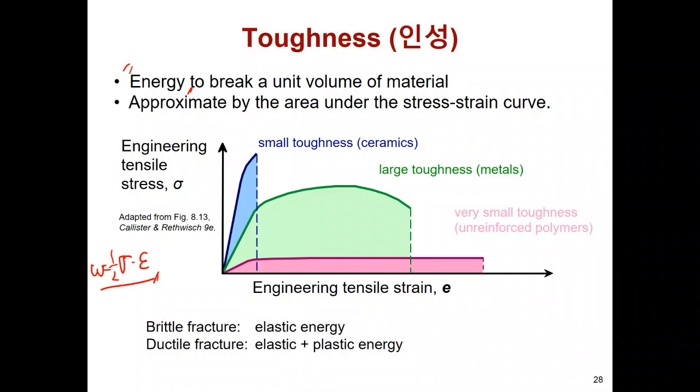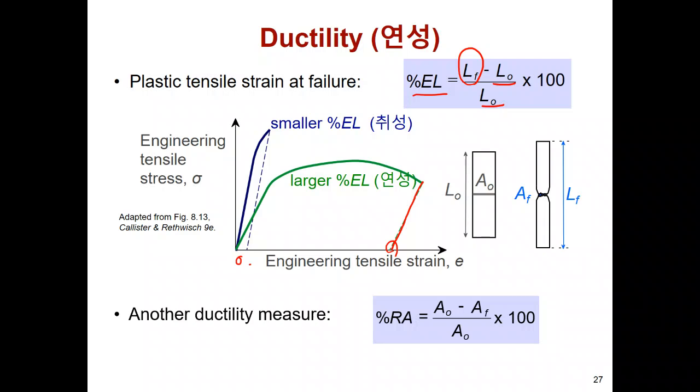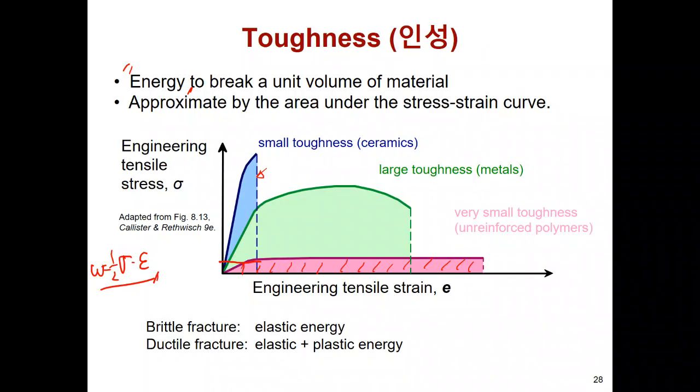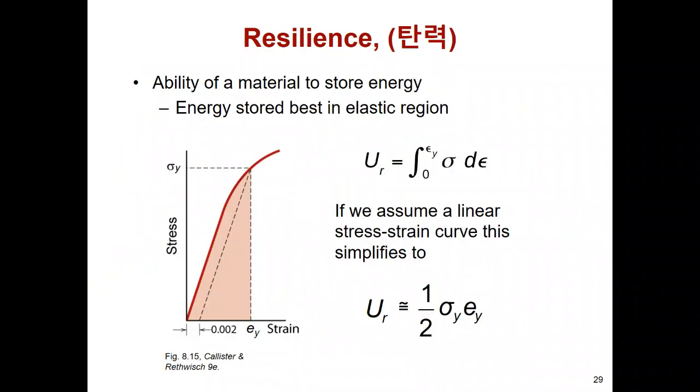However, some polymer materials will show a very small stress value but a very large elongation. The area is much smaller than for this ceramic structure. At that time, although the polymer ductility is very high, the toughness is low. So that's a slightly different concept.